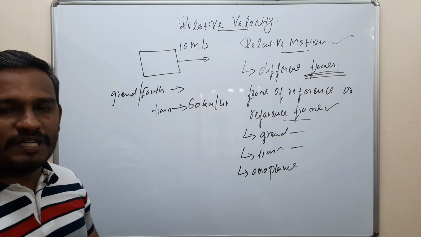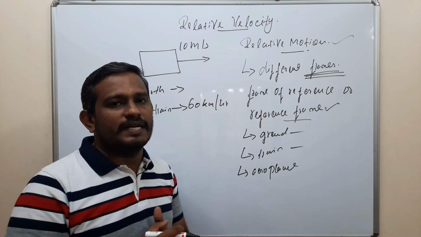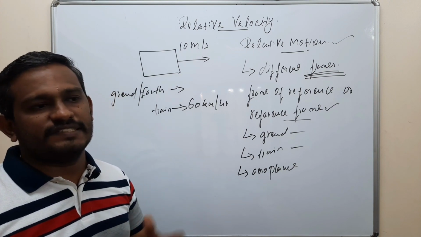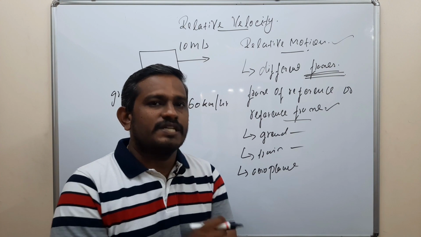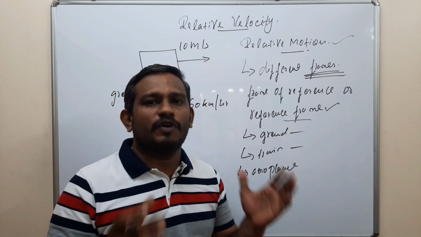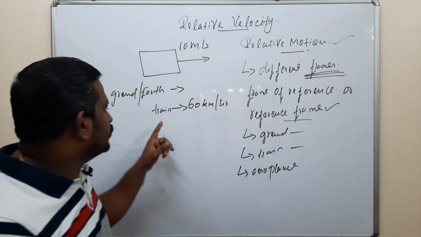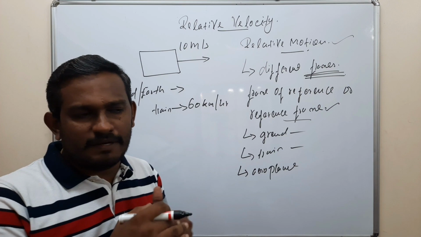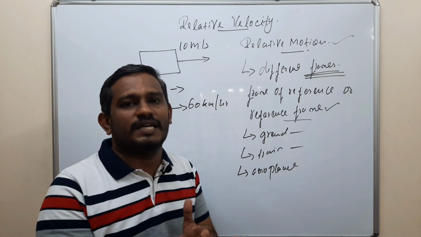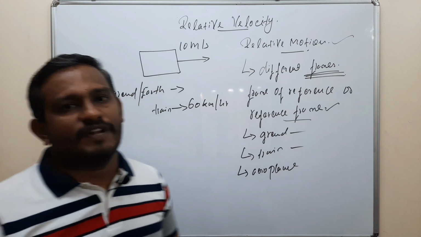Now he changes the frame of reference from ground to train. In the second frame of reference, he is inside the train and watching the motion of the passenger, so he feels that the passenger is at rest. When we change the frame of reference from ground to train, he feels that the passenger is at rest. So that is the role of the frame of reference.